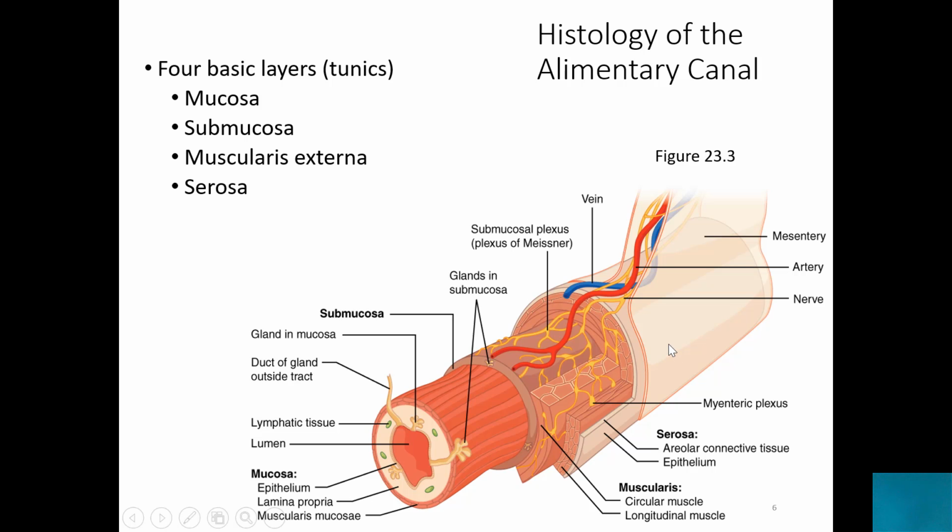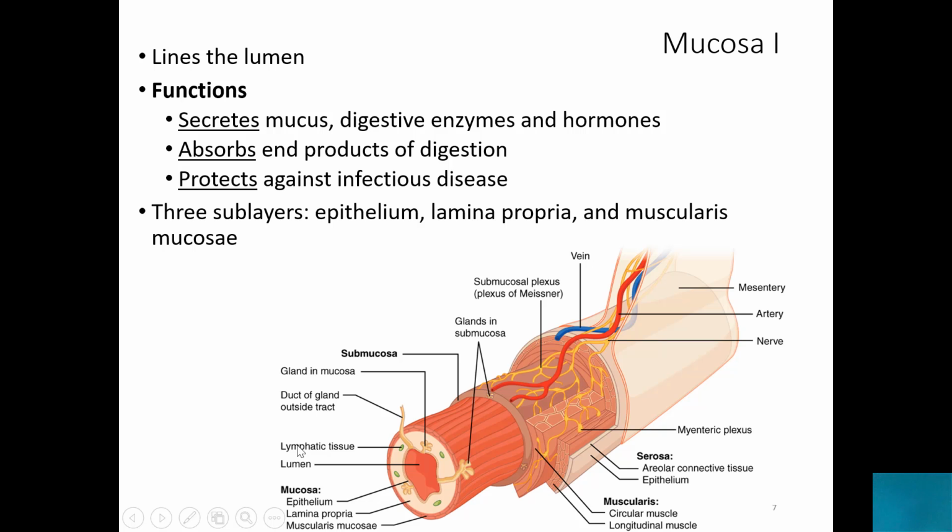Now, wherever we cut the gastrointestinal tract, at the level of the esophagus, stomach, small intestine, or large intestine, everywhere there will be 4 basic layers, also called tunics. Mucosa, the inner layer, then submucosa, then the muscle layer, Muscularis Externa, and serosa, the outer layer of connective tissue. The space inside of the tube is called the lumen.